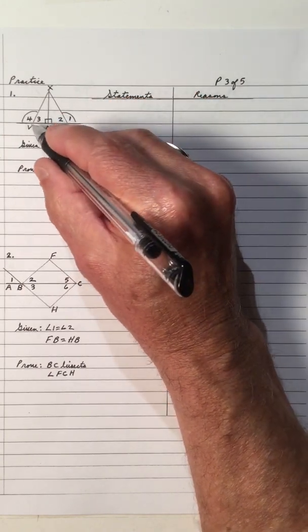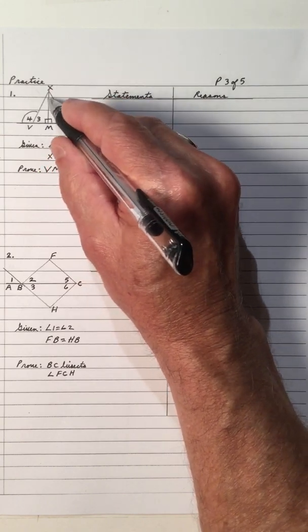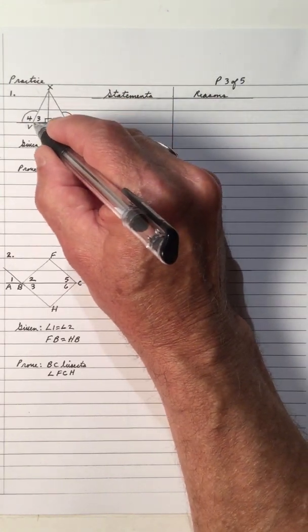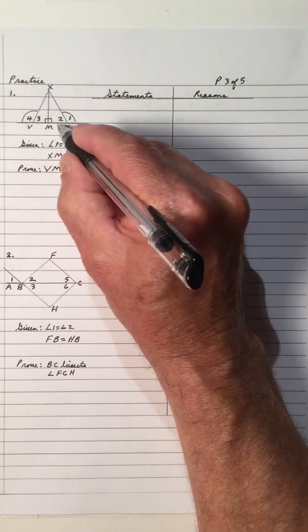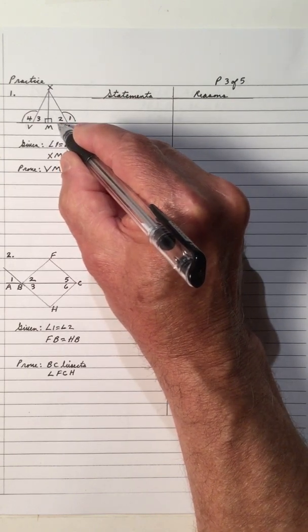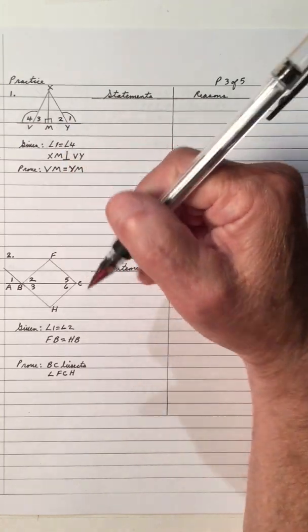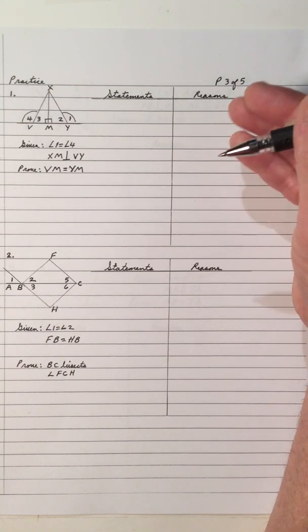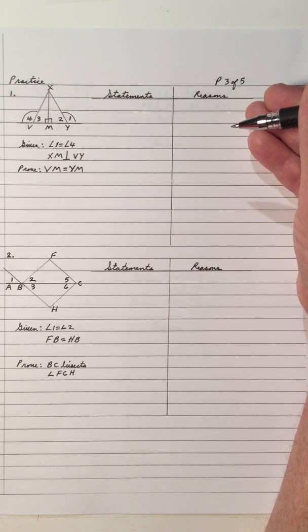And we want to prove that VM equals YM. So that means we need the triangles congruent. If we can get the triangles congruent, then we have these 2 segments equal because of congruent parts of congruent triangles congruent. Notice I'm not just differentiating between congruency and equal. Equal is congruent, congruent is equal. So check with your teacher.